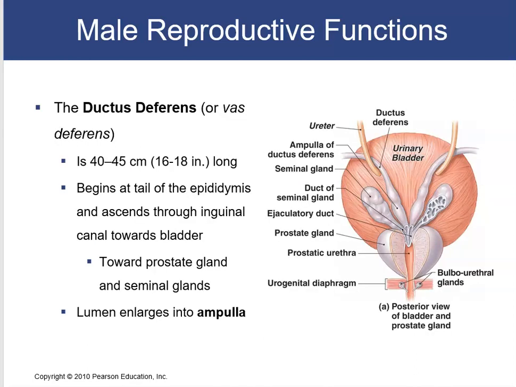From the epididymis, we go into the ductus deferens, also known as the vas deferens. This is a 40 to 45 centimeter long tube that begins at the tail of the epididymis and then ascends through the inguinal canal towards the bladder. It then comes behind the bladder toward the prostate gland and the seminal gland. So we see it right here as it's coming around and down behind the bladder. As it approaches the prostate gland, it enlarges, and this is known as the ampulla near the end of the ductus deferens.